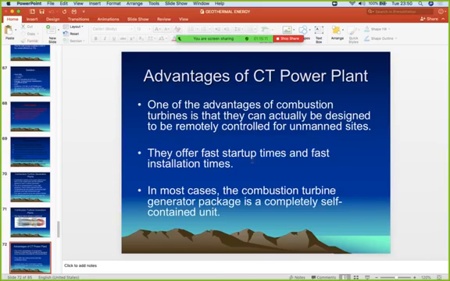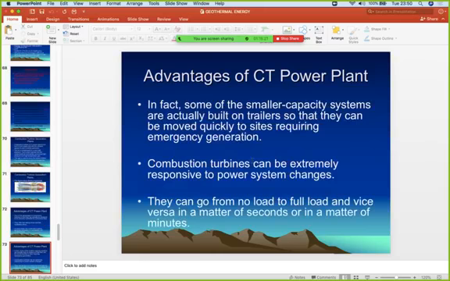In most cases, the combustion turbine generator package is a completely self-contained unit. So it's a package already, as you can see from the cross-section. In fact, some of the smaller capacity systems are actually built on trailers. Imagine that combustion turbine as big as the trailers, in terms of transporting this from one site to the other during construction, so that they can be moved quickly to sites requiring emergency generation.